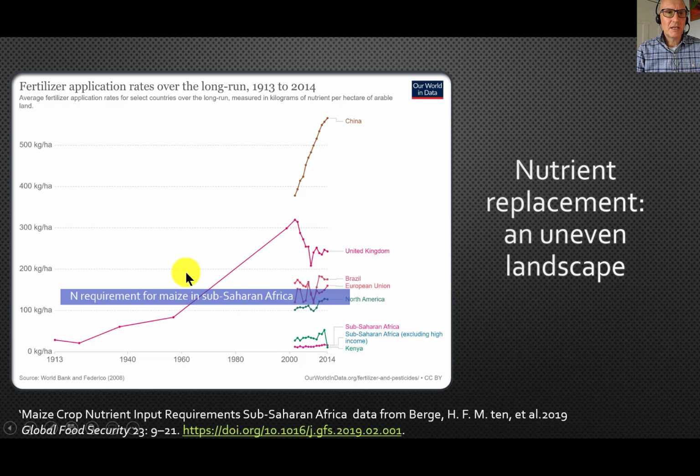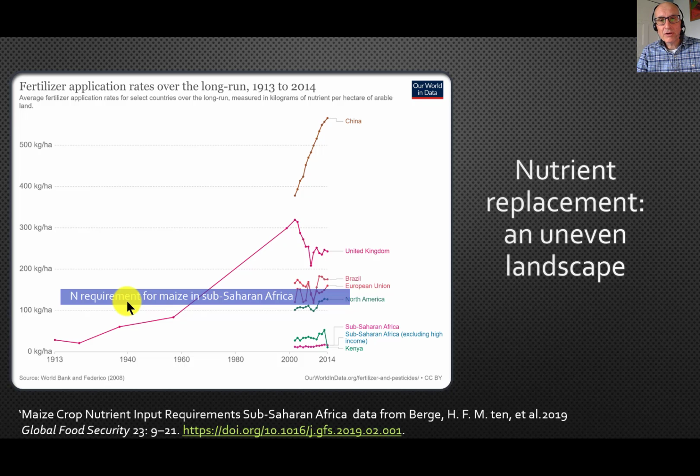So that's the base graph, which shows the fertilizer additions. And you can see around the world that fertilizer additions have tended to grow apart from in sub-Saharan Africa. I've just plotted on there the N requirements for maize in sub-Saharan Africa. There's a nice paper from Ten Berge and colleagues in Global Food Security, which looks at the nutrient input required for maize production in sub-Saharan Africa. They reckon it's somewhere between about 120 to 130 kilograms to 160 kilograms of N per year.